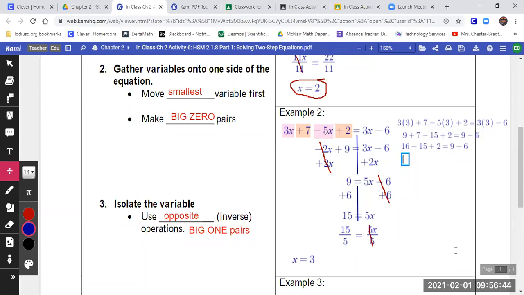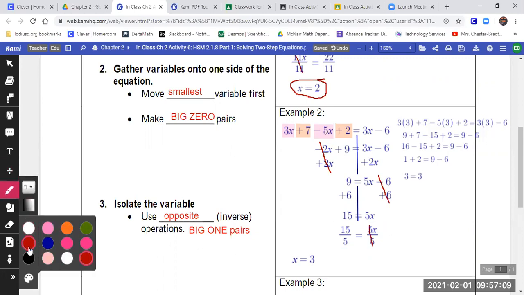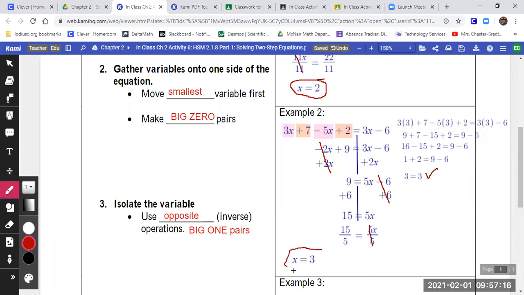Yeah, 16 take away 15 is what? Exactly, Lily. Thank you. 16 take away 15 is 1. So this says 1 plus 2 equals 9 minus 6. Okay. 1 plus 2, 3 equals 9 minus 6, 3. Did we check out? Did it work? Yes, so we put the check mark that it worked and we circle our final answer so we know where it's at on the page.